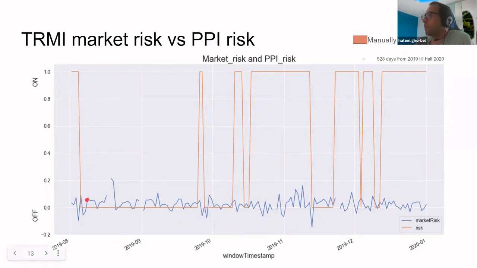On the same plot, we have taken the market risk. This is a feature in the TRMI data, and it is a continuous score between 0 and 1. So you can see that here it's 0.02, for instance. We have some data which is lacking, some gaps in the data, which came mainly from not-a-number values in the TRMI data, but just for the sake of representation, we have made it like that.